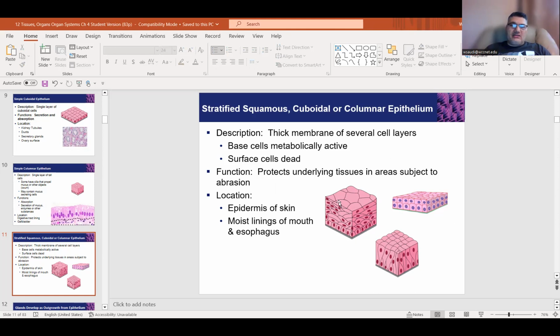We have stratified squamous, which is the outer layer of the skin. It's called the epidermis. It's also in the mouth. Why in the mouth? Because when you eat, there is trauma to the inner lining because you put food in, it can be dry, it can be something hard. You're eating a piece of chocolate or chips or something like that. This is traumatizing to the mouth. So that's why the mouth has the same tough epithelium, which is stratified squamous epithelium.